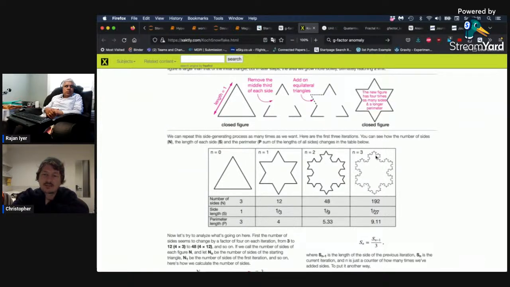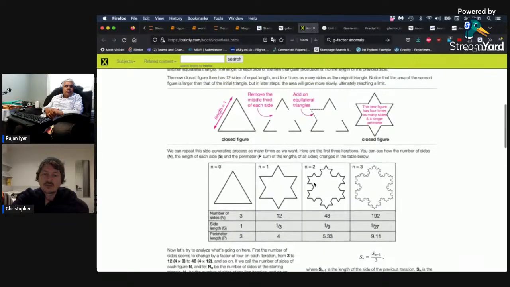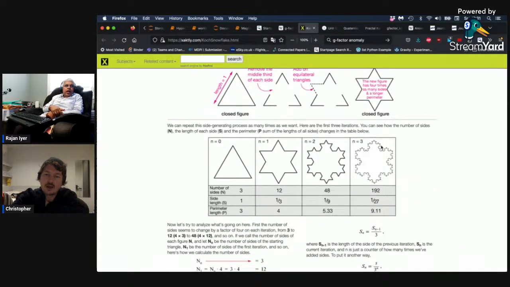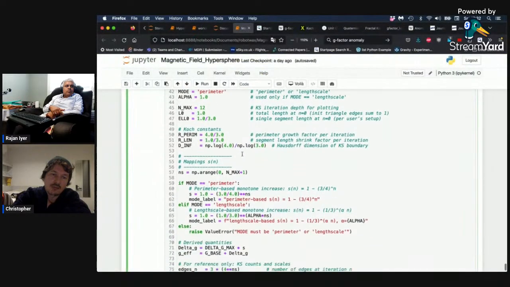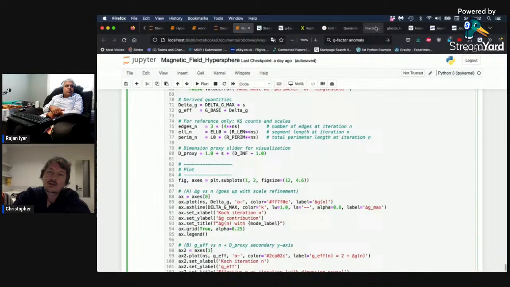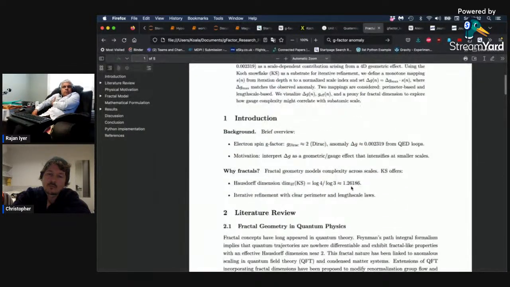Actually, the Hausdorff value for this is always 2. So its dimension will always be 2, but the actual 2 point something. When you calculate that, the Hausdorff dimension is 2, I believe, because it's 2-dimensional. But the actual fractal dimension is 1. Hang on, I've got it here. 1.26186. So, Hausdorff dimension.